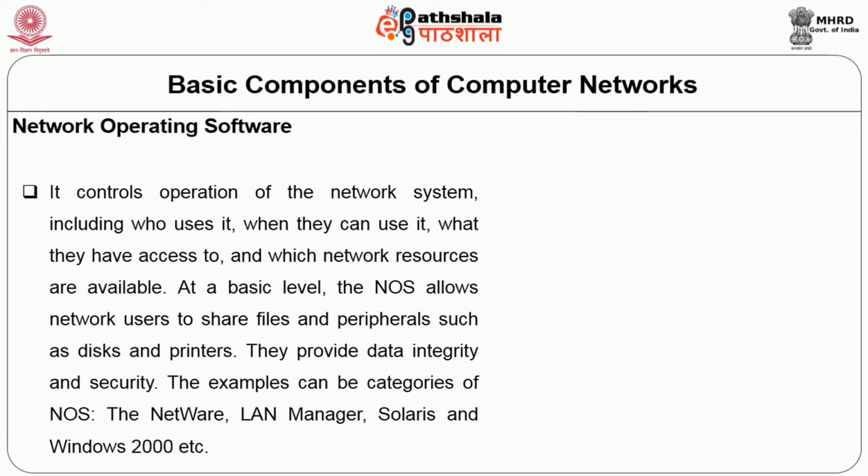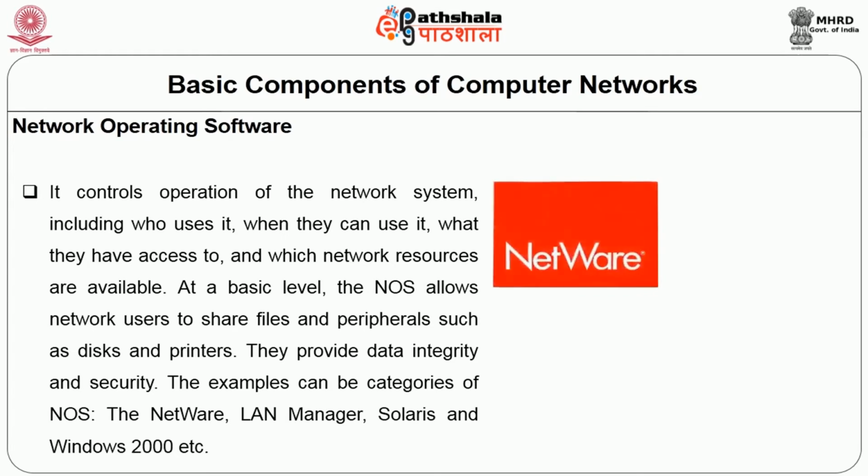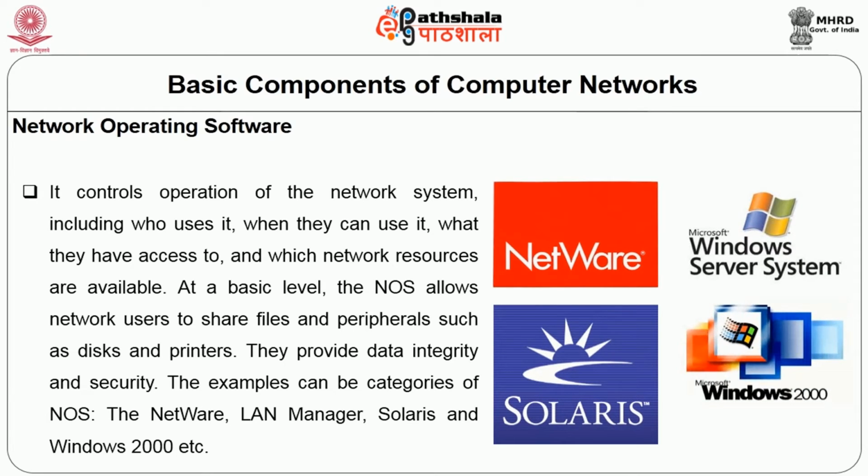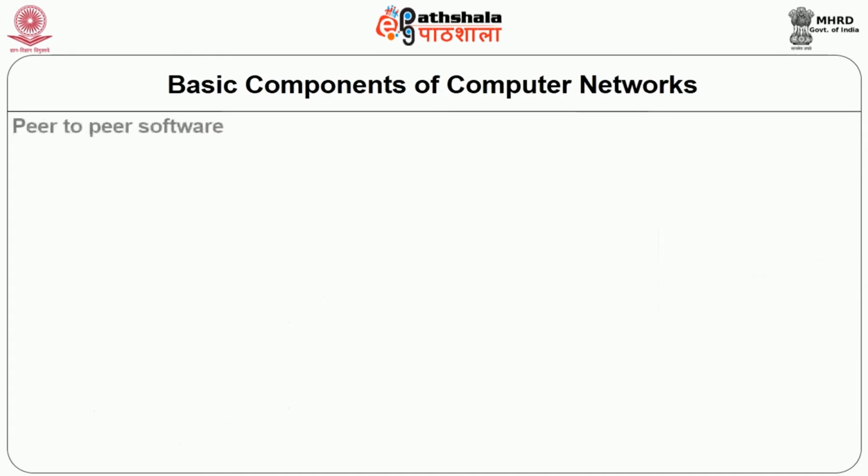At a basic level, the network operating software allows network users to share files and peripherals such as disks and printers. They provide data integrity and security. Examples of network operating software are NetWare, LAN Manager, Solaris, and Windows 2000, etc. The main categories of network software are peer-to-peer software and client-server software.